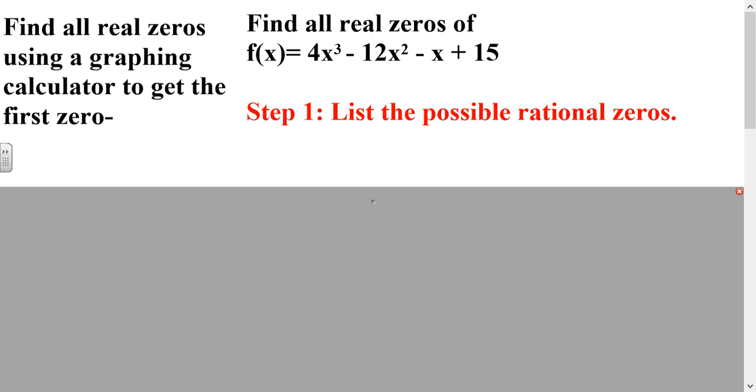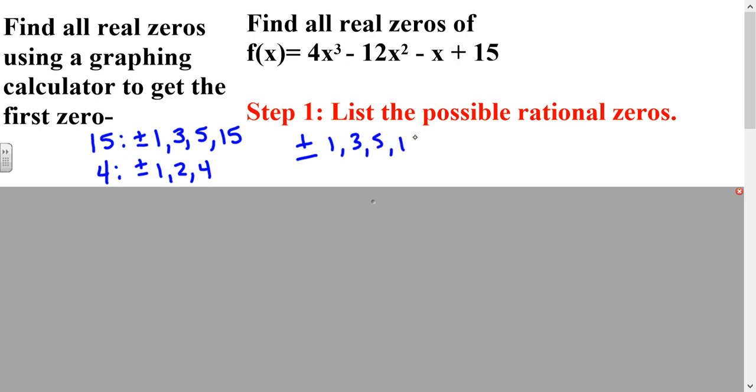So, for example, if we wanted to find all the real zeros of this function, the first step is you always list out your possibilities. So I would have factors of 15, which are positive or negative 1, 3, 5, and 15. And then all the factors of 4, which are positive or negative 1, 2, and 4. So if I have my possibilities, they can be positive or negative. I have all these numbers over 1, so 1, 3, 5, 15.